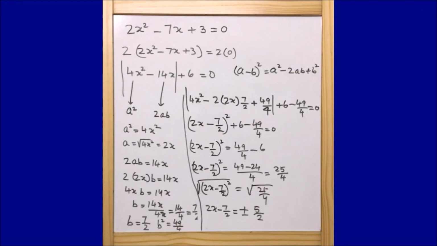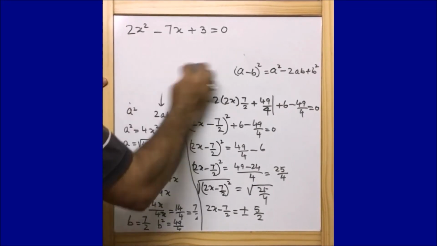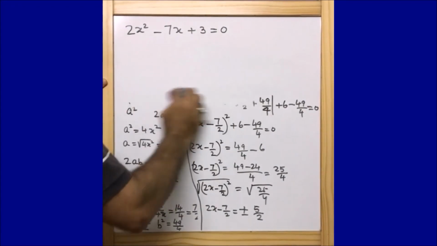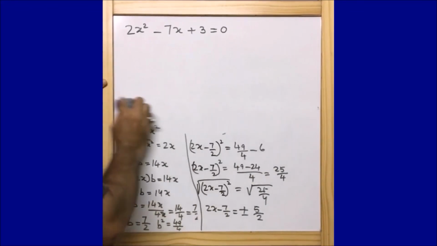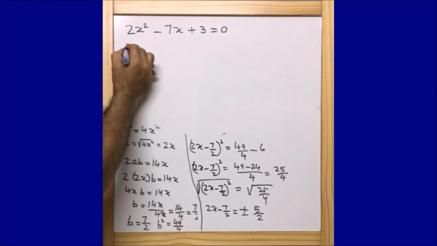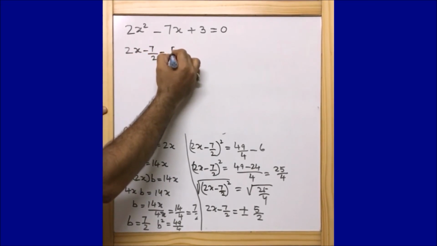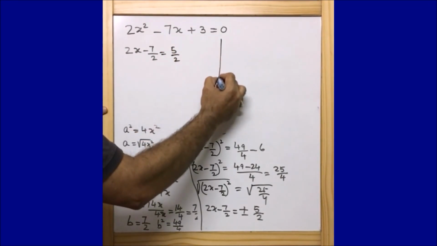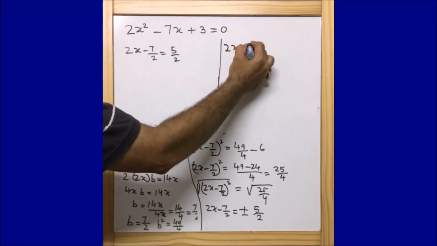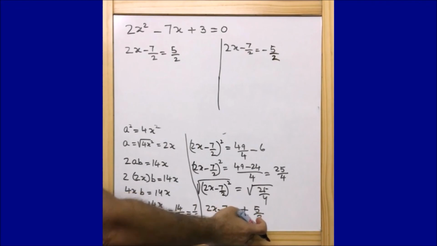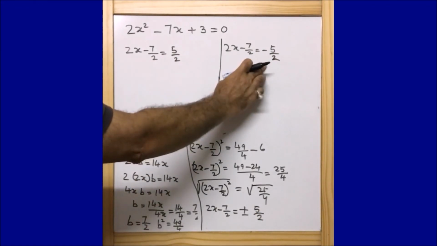Now you could see that we got plus or minus 5 by 2. So now what I can do here is rewrite that particular equation into 2 parts. What are those 2 parts? Let's see. One is I can write 2x minus 7 by 2 is equal to 5 by 2. And the other one I can write 2x minus 7 by 2 is equal to minus 5 by 2. As I got plus or minus 5 by 2, I took one as plus 5 by 2 and the other one as minus 5 by 2.